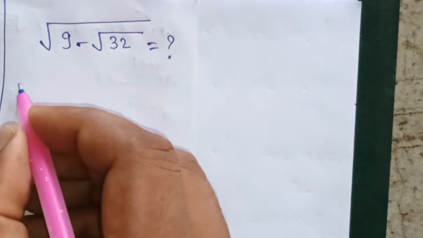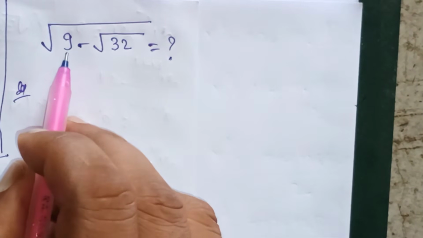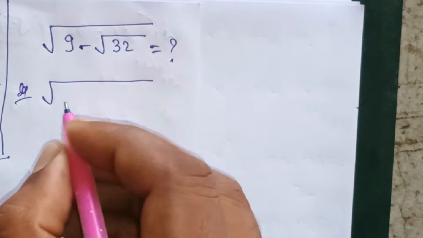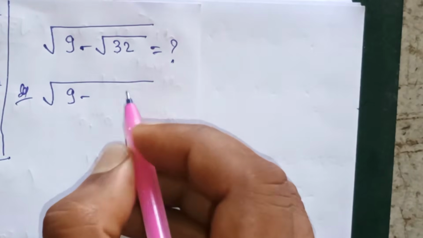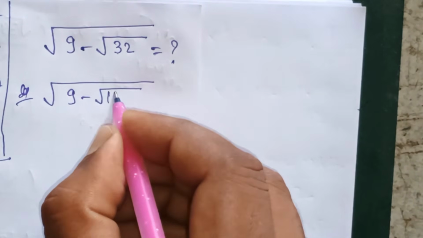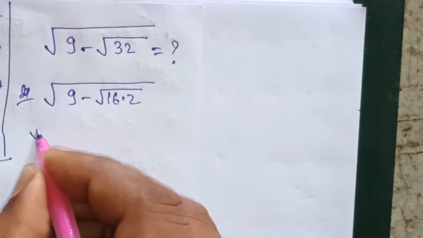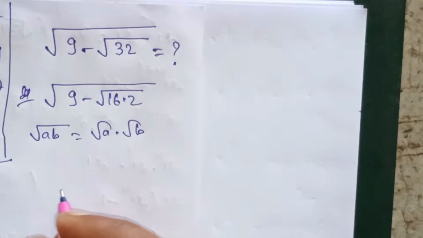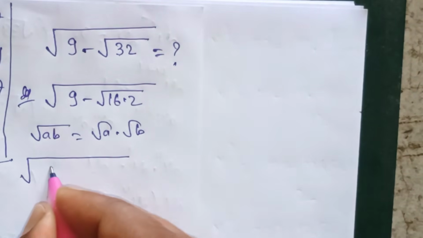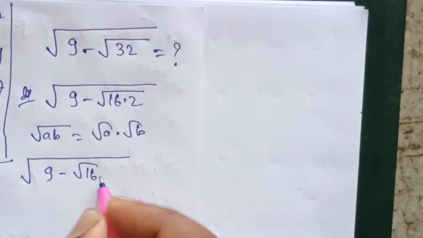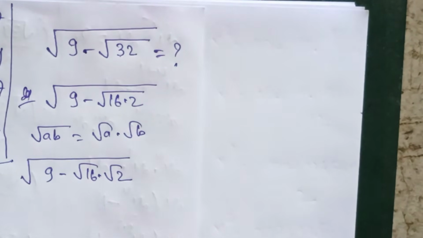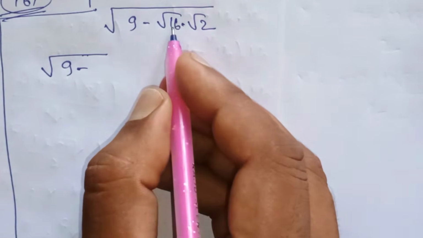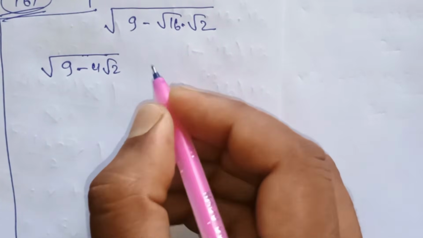Let's start the solution. First of all, according to the question, we have root under 9 minus root under 32. So here, root under 9 minus root under 32, and 32 will be written as 16 into 2. We know that root under a into b will be written as root a into root b. So here, root under 9 minus root under 16 into root under 2. After that, root under 9 minus root 16, whose value is 4, into root 2.